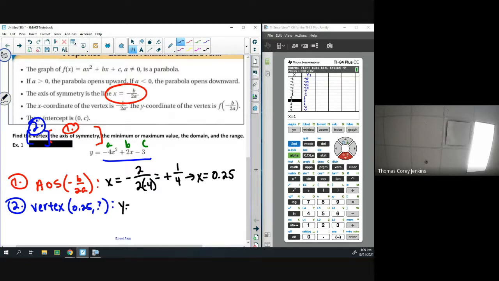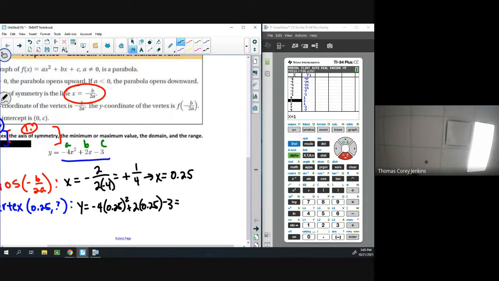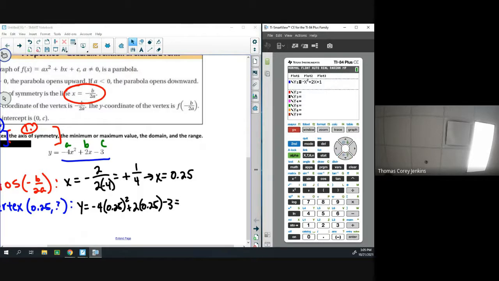Okay, so we're just going to plug in 0.25 as the input value of our function. So negative 4 times 0.25 squared plus 2 times 0.25 minus 3 gives us whatever it gives us. So I'm going to use my calculator for that just to save a little bit of time. So I'm going to hit second and mode to quit. And that was negative 4. Those parentheses can be important if you ever have a negative, I'm just going to use them anyways. The negative 4 times 0.25 squared plus 2 times 0.25 minus 3 gives me negative 2.75.